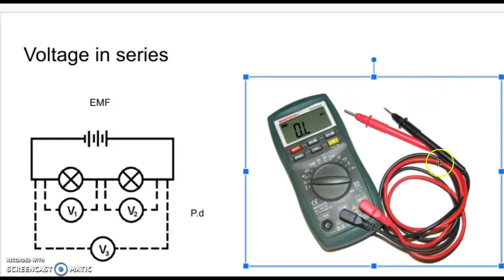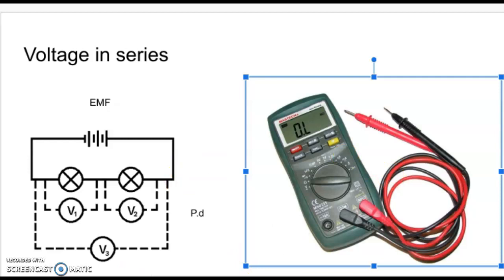So here's a picture of a voltmeter. Now in parallel, what you would do is you would have the terminal of one side of the voltmeter plugged in to the side of one bulb, and then you would take the other terminal and you would plug it into the side of the other bulb, one on either side, yet the circuit itself is unaffected.